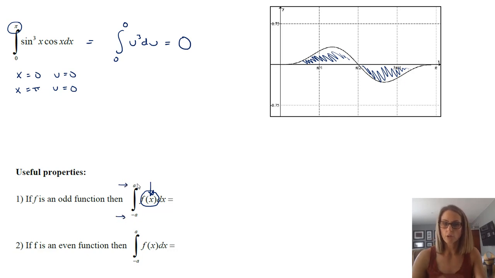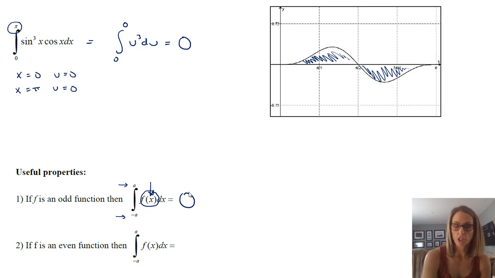Once you're able to show that it is odd, if you're going from some value that is negative to some value that is positive, so you're on either side of the y-axis, you want to remember that odd functions are symmetrical over the origin. So what that means is you're going to have the same amount of area here that you have here. And because of that, this answer will be 0, always. You just have to show that you have an odd function.